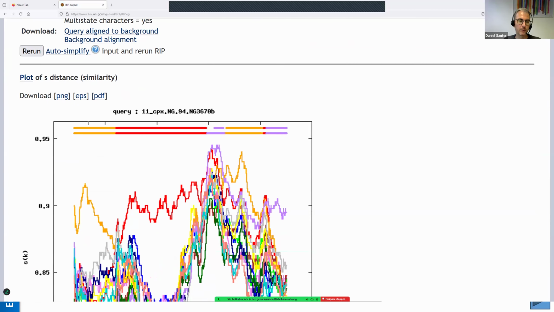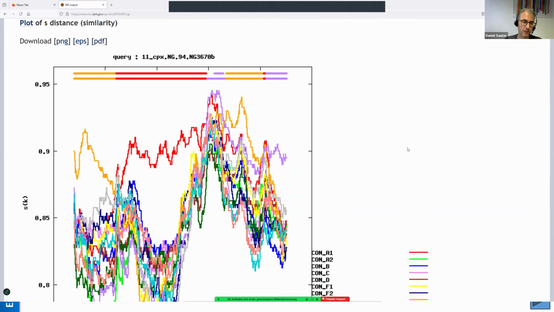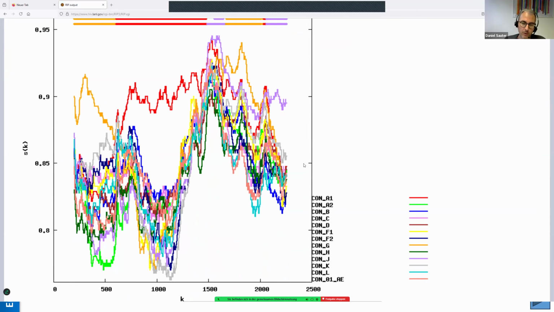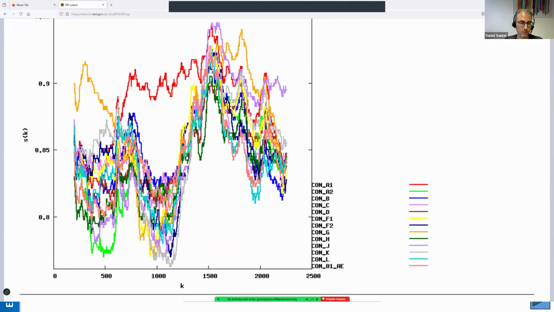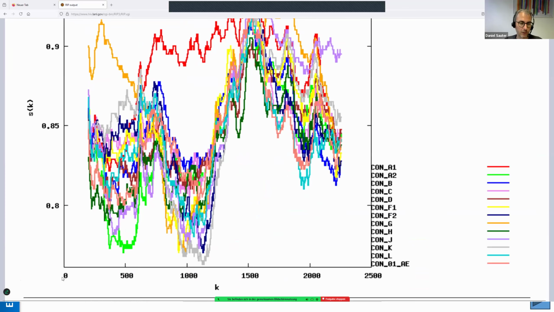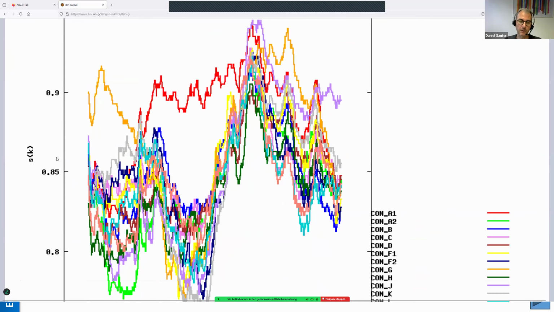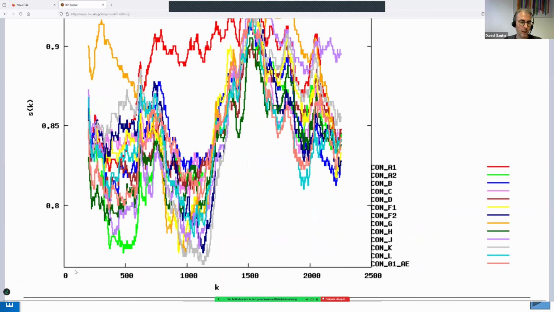And what we get is something like this. This is a so-called similarity plot. Let me just explain what you see. Down here, I can also try to make this a bit larger. On the x-axis, you can see essentially the position in the viral genome from the 5' end to the 3' end. And on the y-axis, you see the similarity to specific reference sequences.